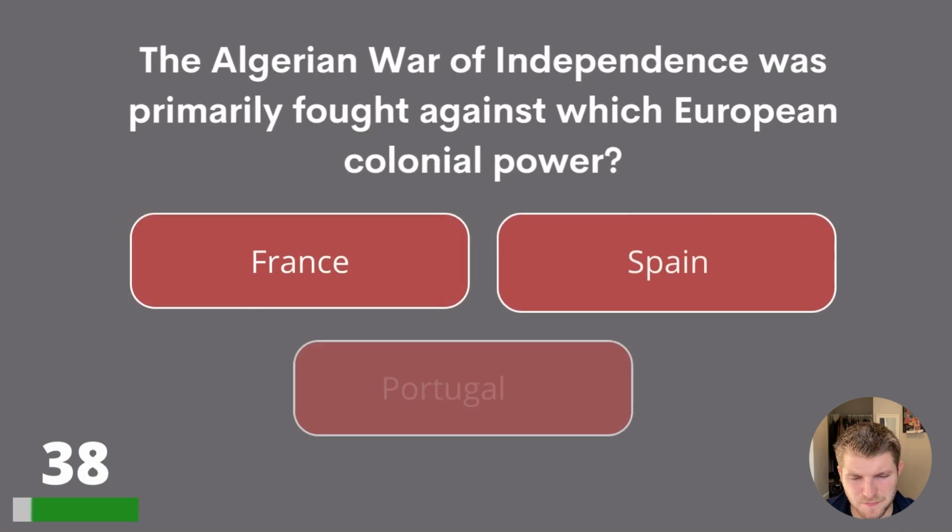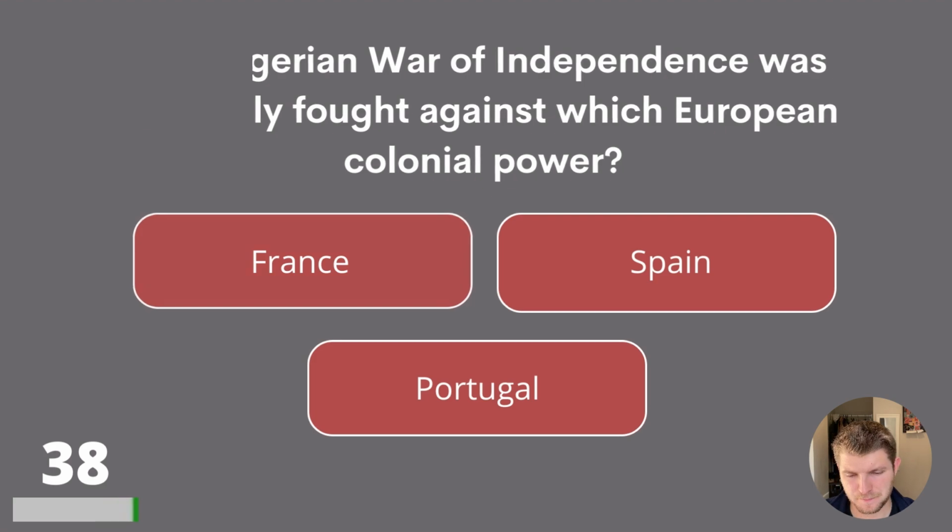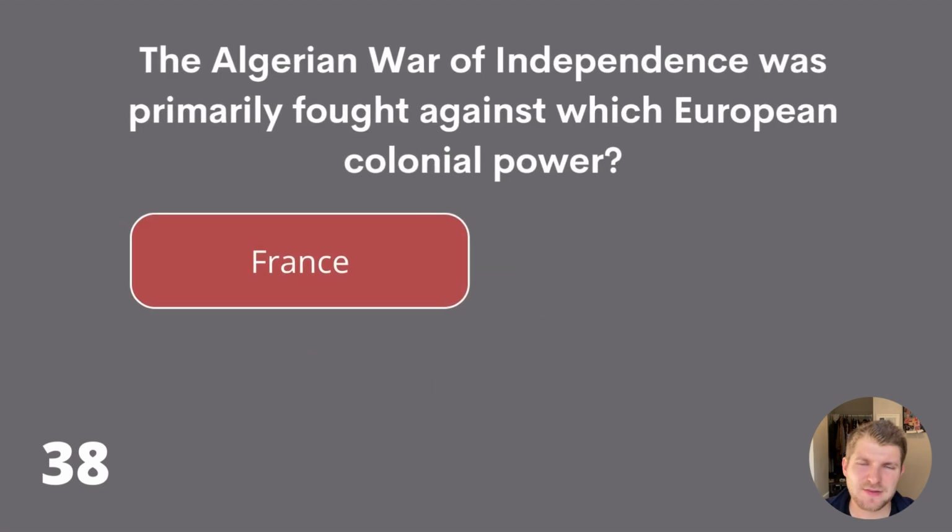Question 38. The Algerian War of Independence was primarily fought against which European colonial power? France, Spain, or Portugal? The answer is France.